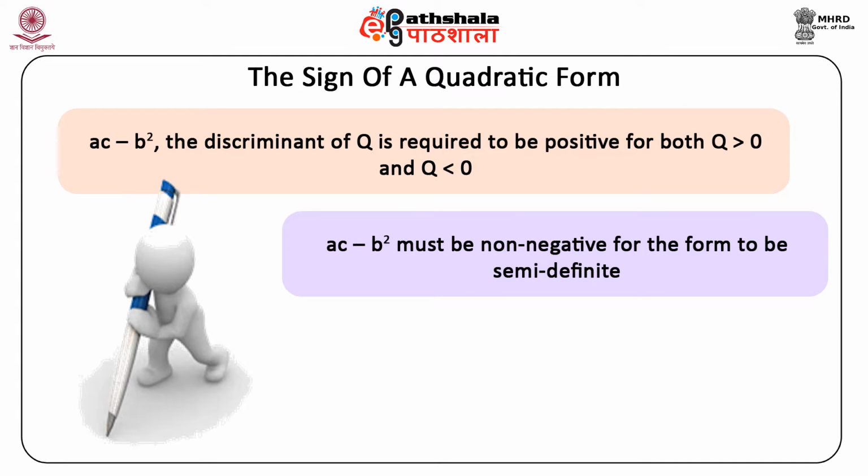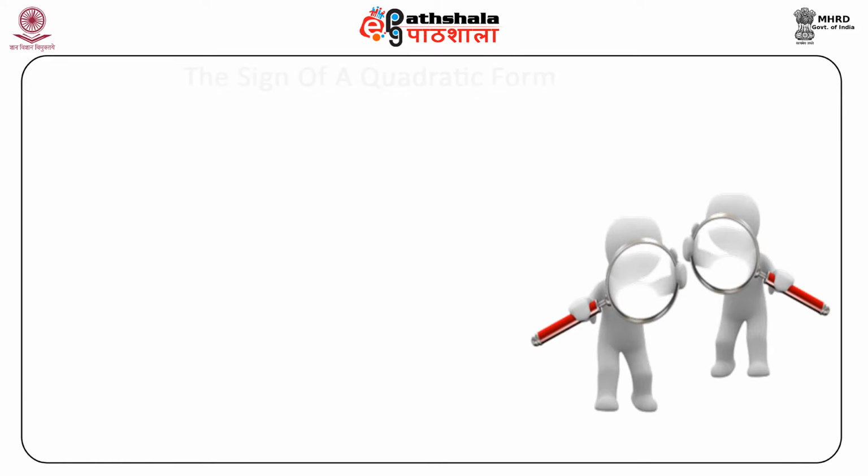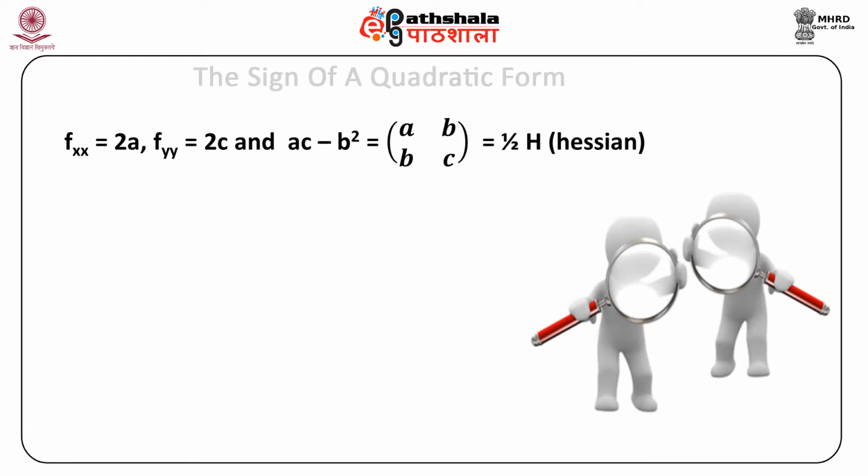Similarly, ac minus b square must be non-negative for the form to be semi-definite. Also, ac minus b square greater than 0 or greater than or equal to 0 implies a and c should be of the same sign. Further, note that fxx is equal to 2a, fyy is equal to 2c, and ac minus b square is equal to determinant of matrix abbc, which is equal to half H, which is the Hessian.